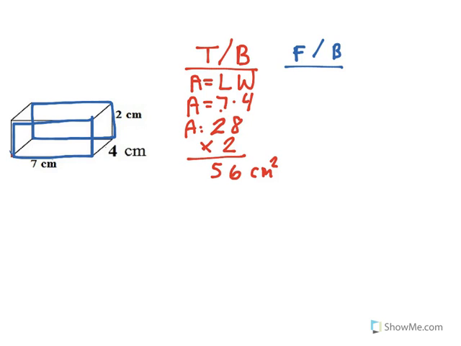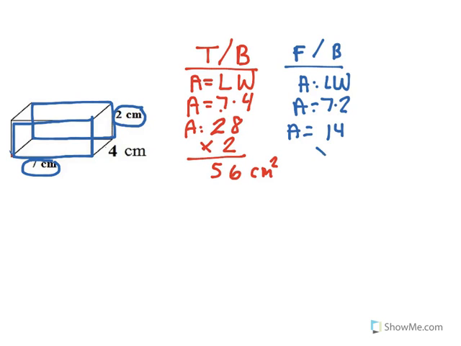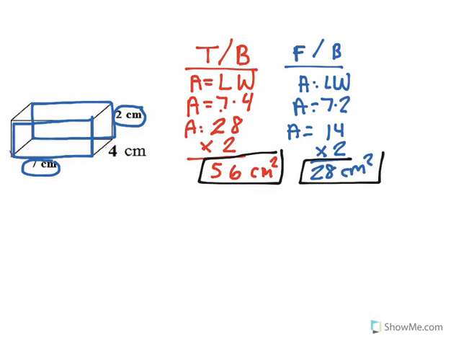Now again, it's important to use the right dimensions. Again, it's a rectangle, so I can use the exact same formula I used before, but my dimensions are going to be different because now, if you notice, 7 is the length, but 2 is the width. Now it's really the height of the box, but when we're just looking at that rectangle, it's the width. So I'm going to be using 7 times 2, and I get 14. And because there's a front, there is a back, so I'm going to multiply that by 2, and I get 28 centimeters squared.